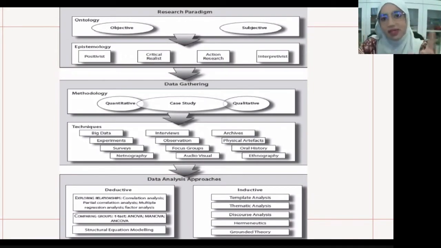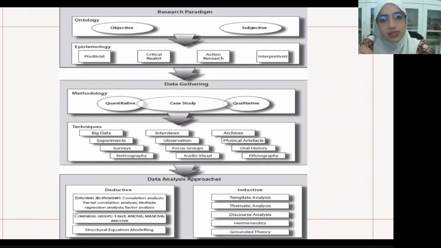So you have to be very clear, where does your thinking come from? Where does your design come from? So it has to be very clear from the ontology side, from the epistemology side, which will influence the methodology that you will choose, and also the techniques or the methods and data analysis approaches that we will be doing. So it comes from the paradigms.